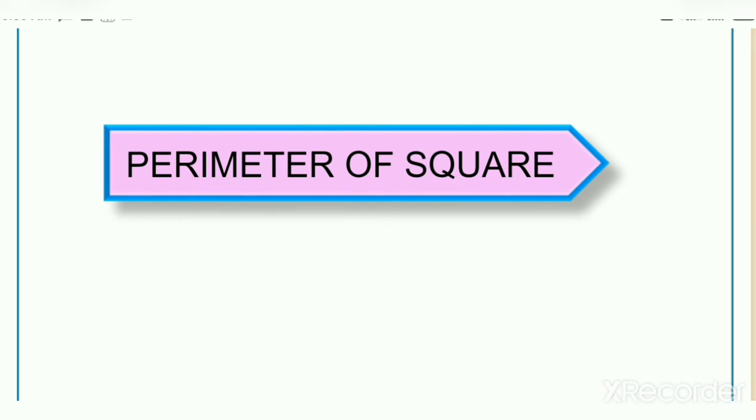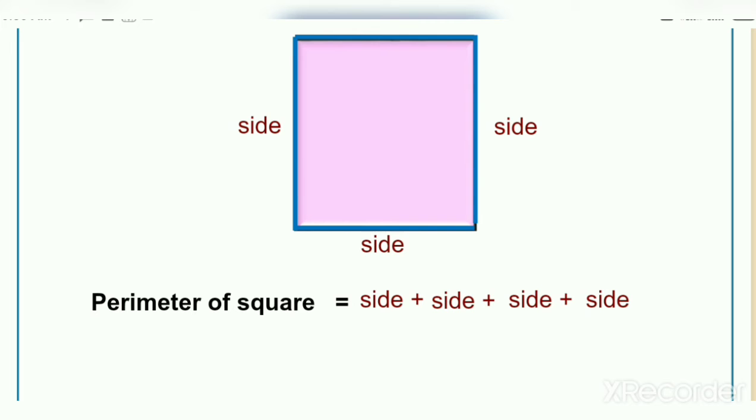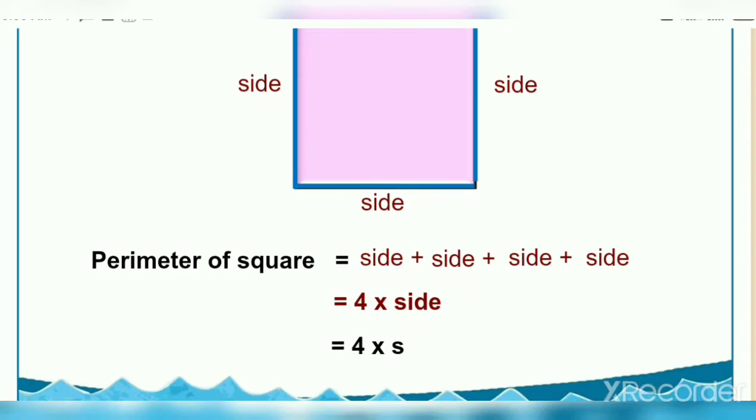Perimeter of square. Perimeter of a square is equal to side plus side plus side plus side, which equals 4 times the side, or it can be written as 4 multiplied by s.